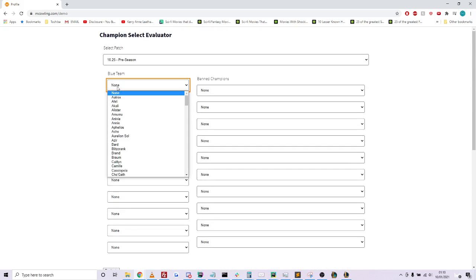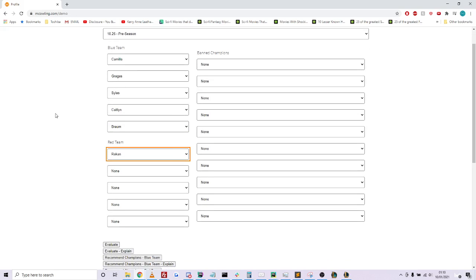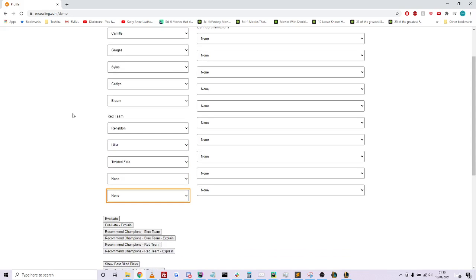Okay, so let's fill out a champion select grid. So put Camille at top, put Gragas in jungle, put Sylas mid, let's put lane opponent as Caitlyn, let's give them Braum as a support, and we'll take Renekton, we'll take Lilia, we'll take Twisted Fate. I play AD carry, so I'll pick the AD carry. Let's say I'm going to play with Janna.